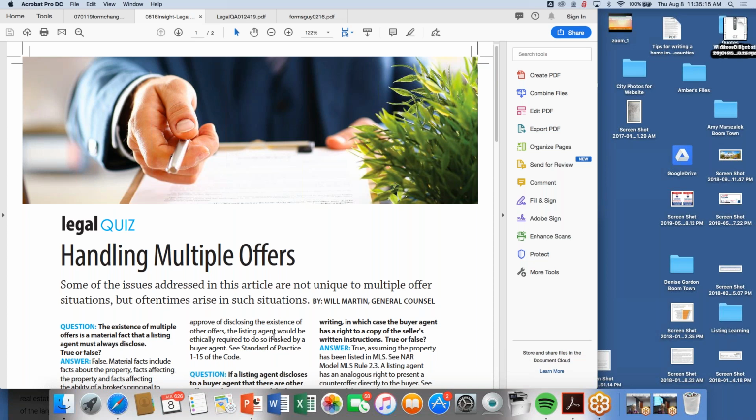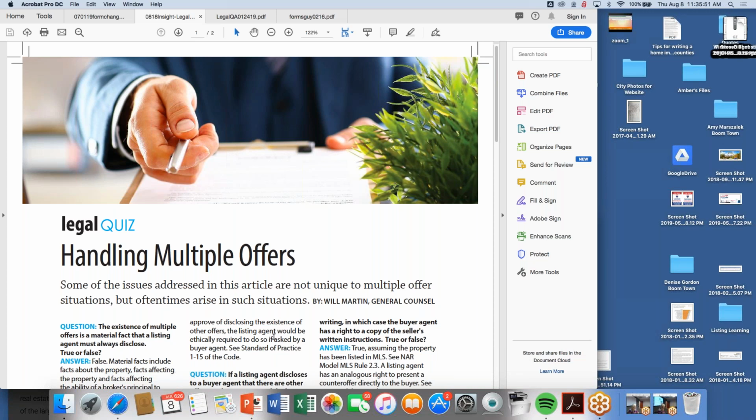The next question down on the last page of what I handed out also says, buyer agent A submits an offer to listing agent B. After presenting the offer to her client, listing agent B emails buyer agent A to say that seller will accept the buyer's offer if the buyer is willing to increase the purchase price by $10,000. After contacting the buyer, buyer agent A replies to listing agent B's email stating that the buyer accepts the seller's counter offer. The property is under contract. True or false? False.